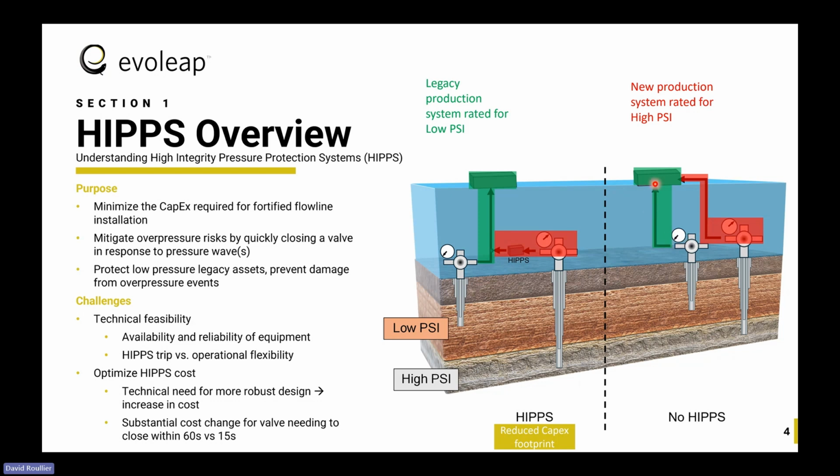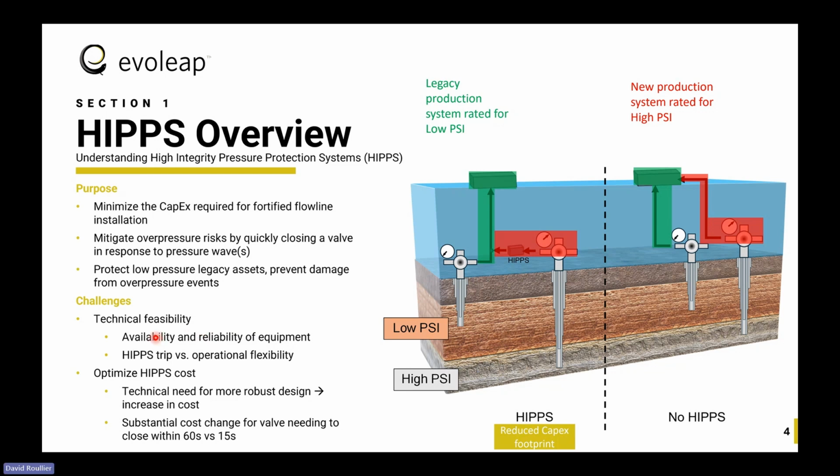And basically you wouldn't be leveraging the existing asset, which may already be depleted and could actually have available real estate to create synergy. So sometimes the only economical way to bring these fairly marginal new high pressure productions would be to install a smaller capital footprint equipment, which is a HIPPS, compared to an entire riser and subsea flow line rated at much higher pressure.